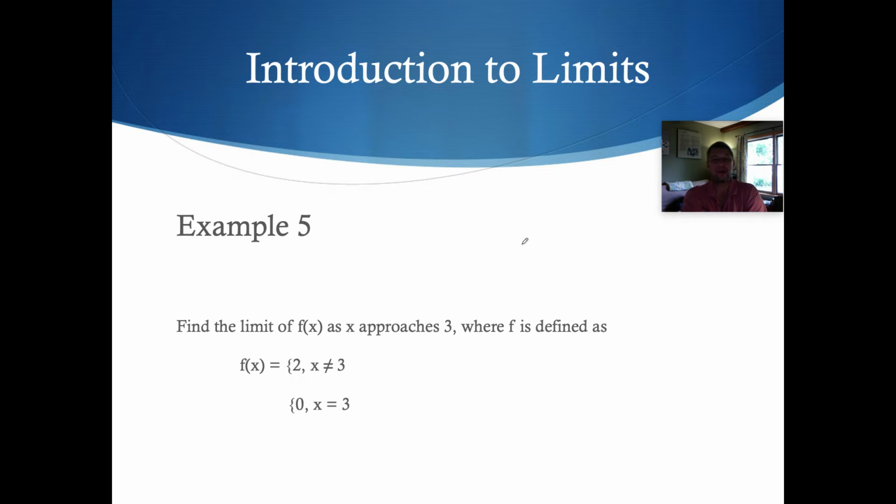Let's look at example number 5. This time, you're asked to find the limit of f of x as x approaches 3, where f is defined as a constant function. f of x equals 2 anytime x does not equal 3, and f of x equals 0 anytime x equals 3.